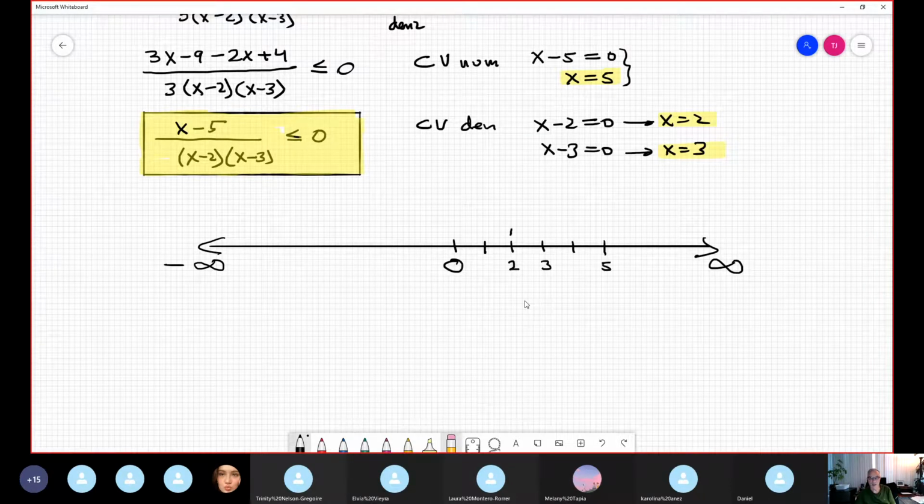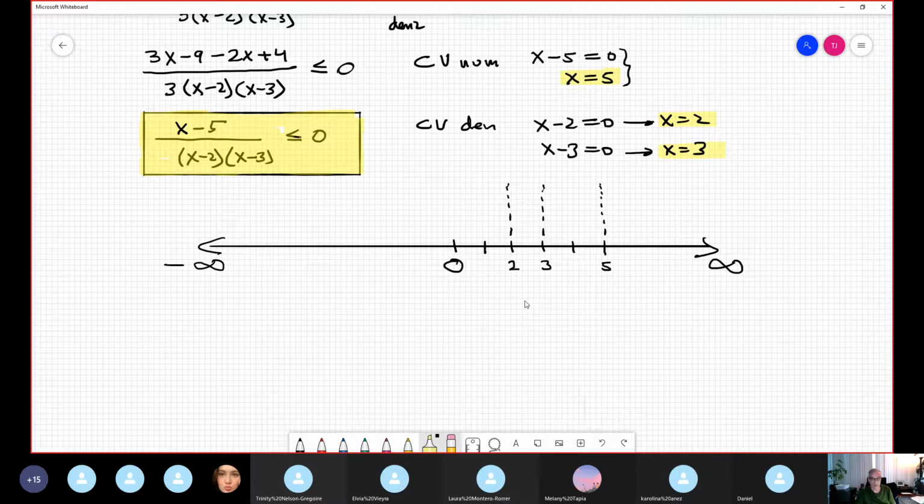And make a partition. How many partitions? 3 partitions. Why? Because we have 3 critical values. And this splits our number line into 4 intervals. 4 intervals. Yeah, I select totally arbitrary testing points inside each interval.